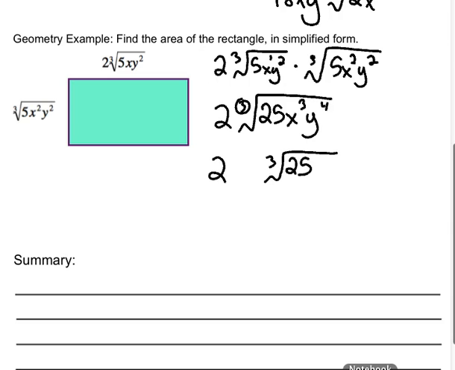How many times does 3 go into 3? Well, once. How about how many times does 3 go into 4? Well, once. But there's one left over still. I need one more exponent of y, and that one stays stuck inside the radical. And so that is going to be the final answer for this one.